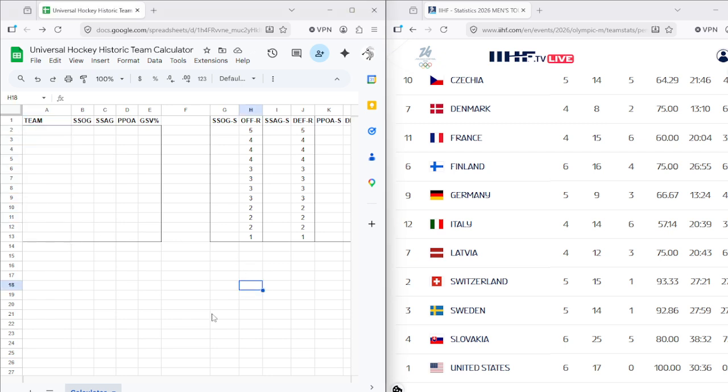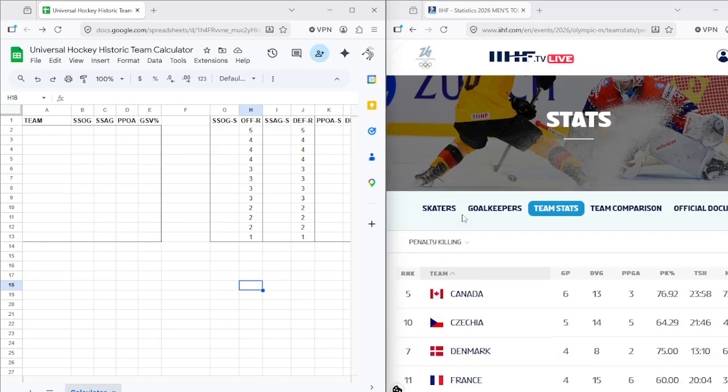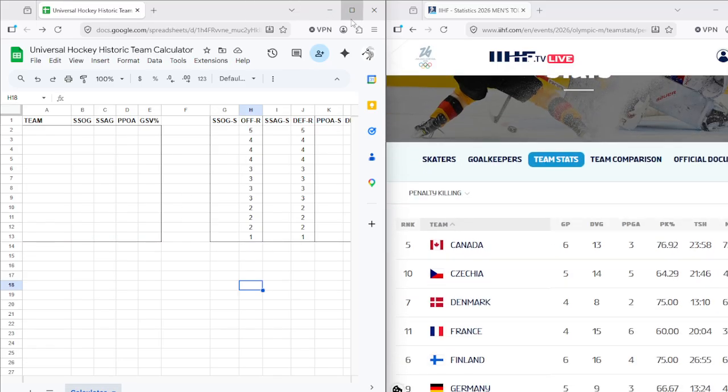So, by popular demand, and hopefully with a working computer, we're going to take a look at how to convert real world teams and stats into Universal Hockey for gameplay.